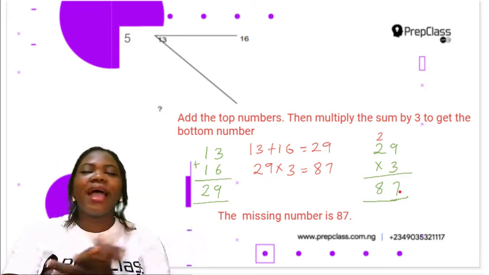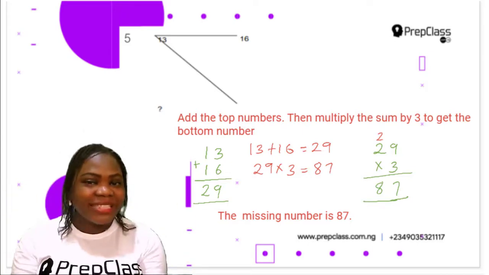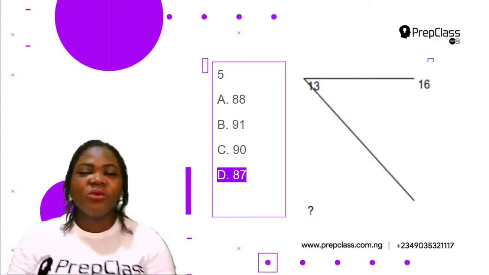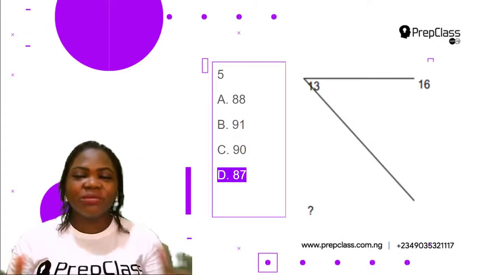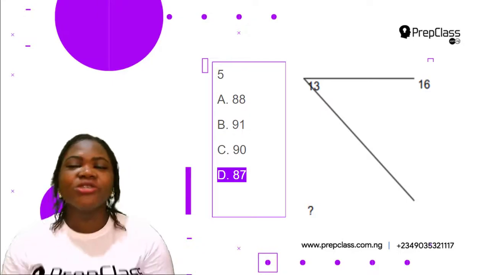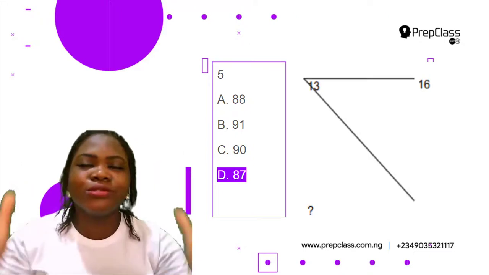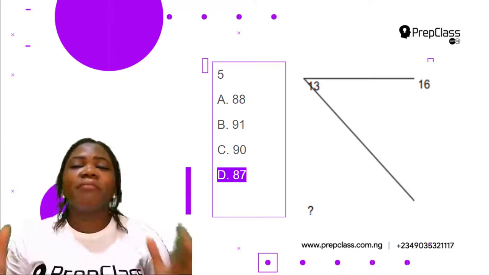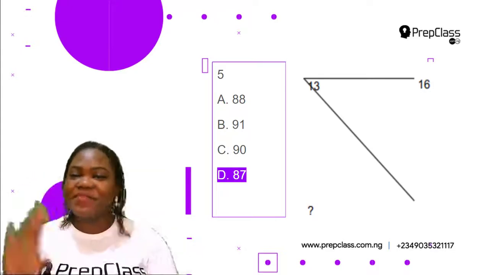So the bottom number here is 87. So our answer is 87. So which of the following options is 87? It's D. So this means that D is the correct option. So you can see that this is very easy. All you have to do is to add the two top numbers and then you multiply by 3 to get the bottom number, as simple as A, B, C.